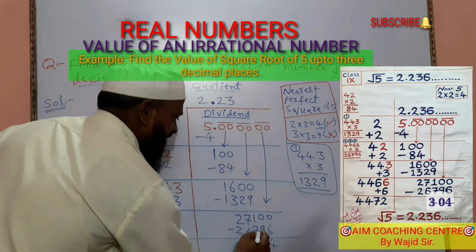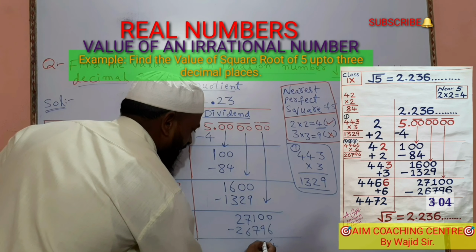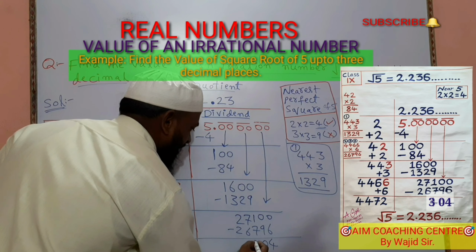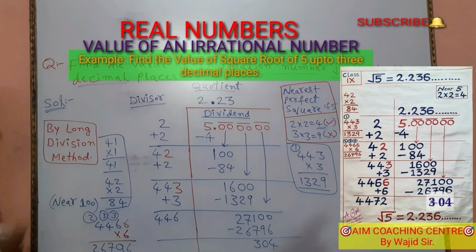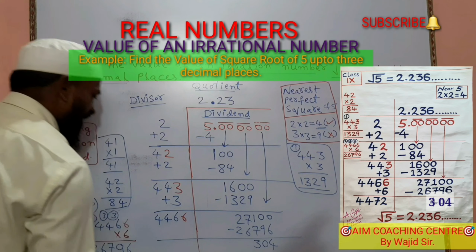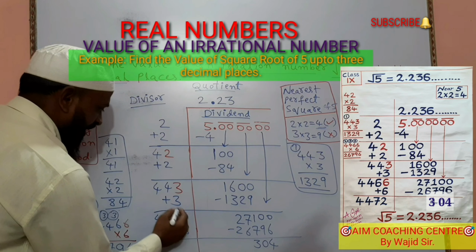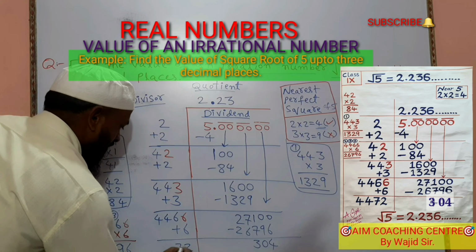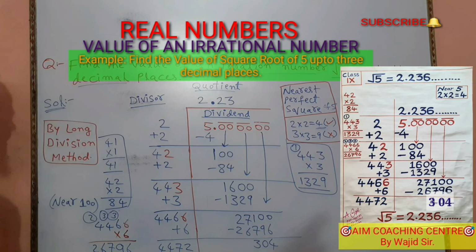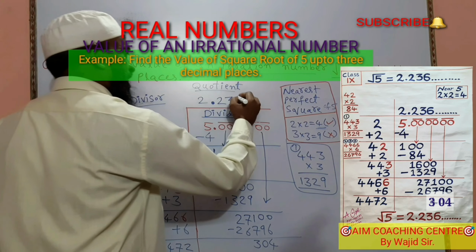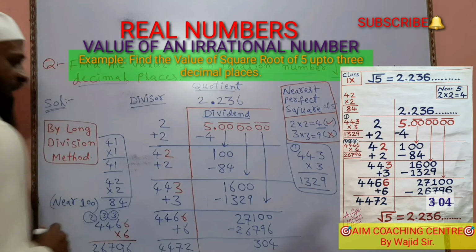Now 10 minus 6, 4. 9 minus 9, 0. 10 minus 7, 3. Now we get 3. And if we are taking 6 here, we have to add the same number for the next divisor. This 6 in the quotient also.